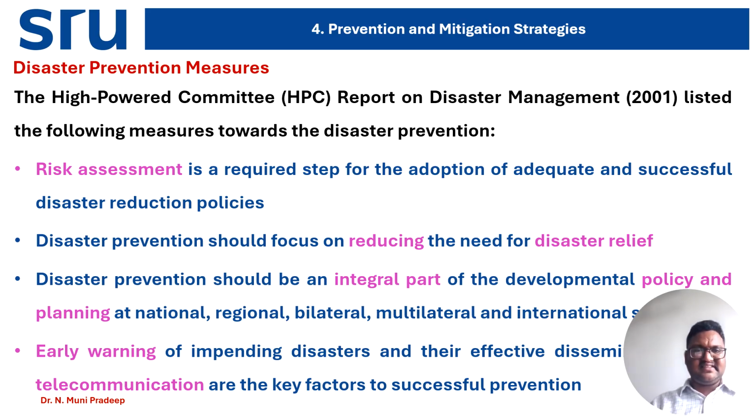So what is risk assessment, and how do we do it? Risk assessment involves several steps. The first one is hazard identification. In hazard identification, we are mapping where earthquakes, floods, landslides, cyclones and other hazards are likely to occur, and with what frequency and intensity. All this comes under hazard identification.